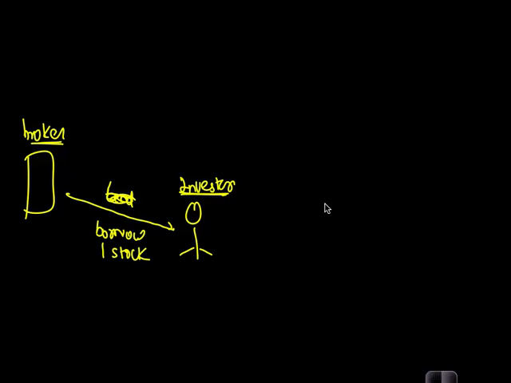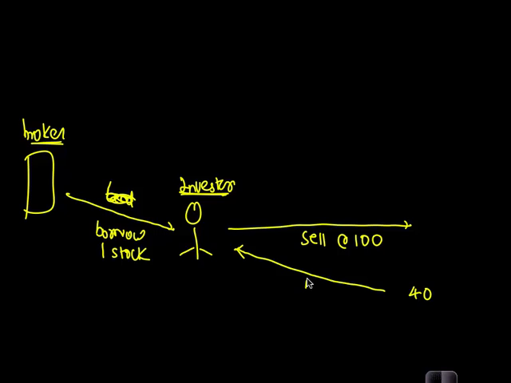Once he borrows that stock, he will take that stock and sell it at the price of 100. After a few days, the value of the stock became 40. At 40, now what your investor will do is buy at 40. Then he will take the stock and simply return it to the broker. So this is a classic way in which this short sell transaction is structured.